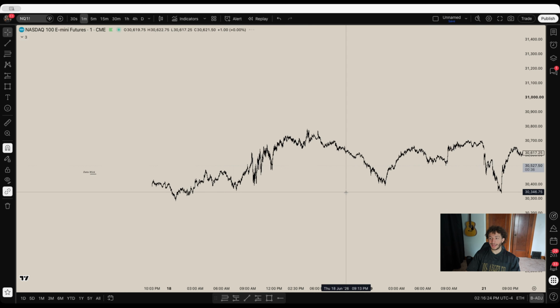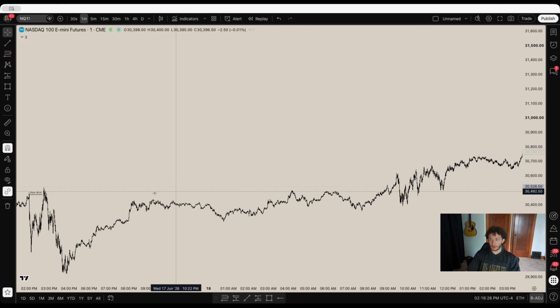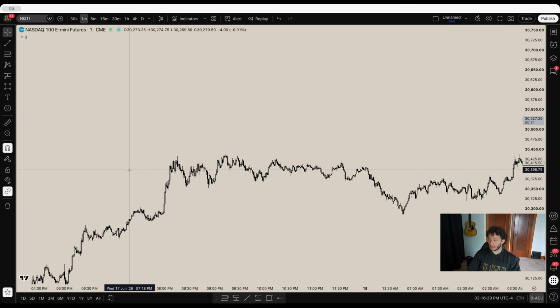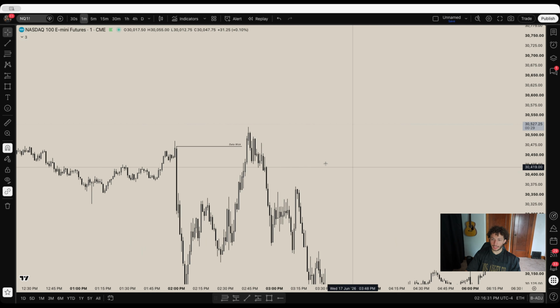Well, what is a data wick? Well, it's a swing high or a swing low, and it creates this nasty wick. In this situation, this is not a data wick because it's not a swing high. All right. We have this swing high prior to the actual data release, which was the FOMC and interest rates and stuff.